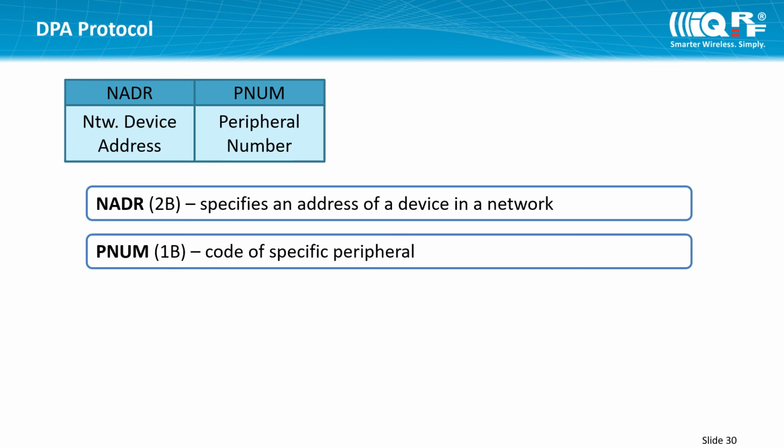The second part is the peripheral number. It is 1 byte that specifies the code of any peripheral either embedded in the DPA plugin or implemented in the custom DPA handler. The peripheral can be, for example, LED, UART, I/O pin on the TR module, and so on.